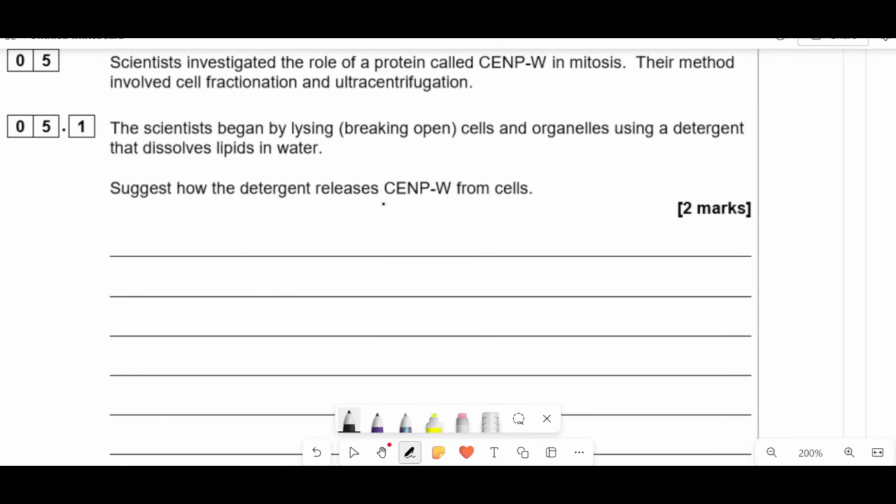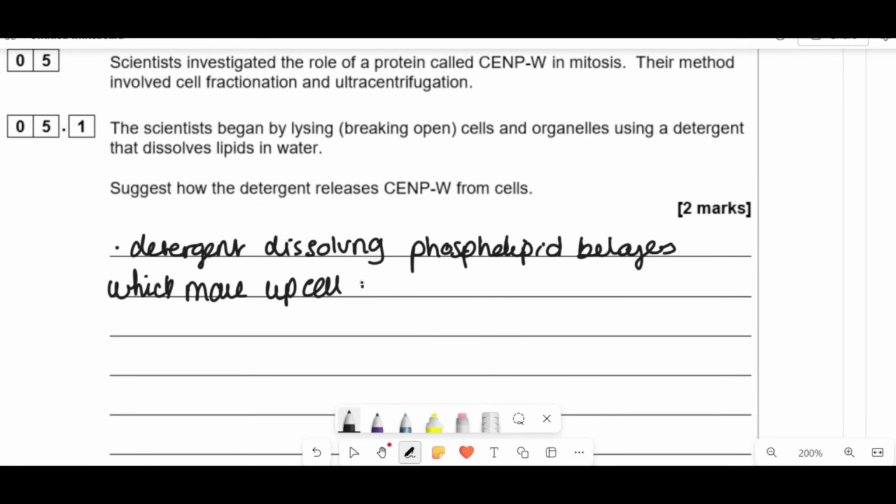Suggest how this detergent releases this. The question's told you that this is a protein involved in mitosis, and it's also told you that we're breaking open cells and the organelles using some mysterious detergent that dissolves lipids in water. So clearly, lipids breaking is somehow leading to these cells breaking open and protein leaking out. So the only lipids that would be stopping them from doing that, remember, is your phospholipids. So what the detergent does is the detergent must be dissolving phospholipid bilayers, which make up cell membranes. That's it. Got to work with what the question's telling you here.